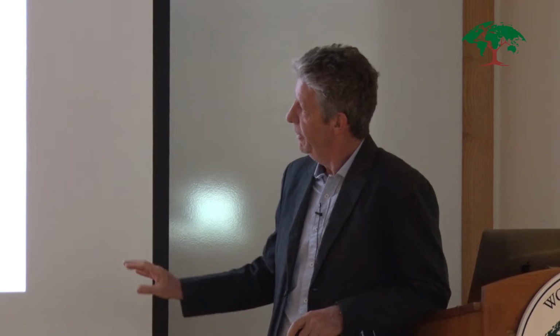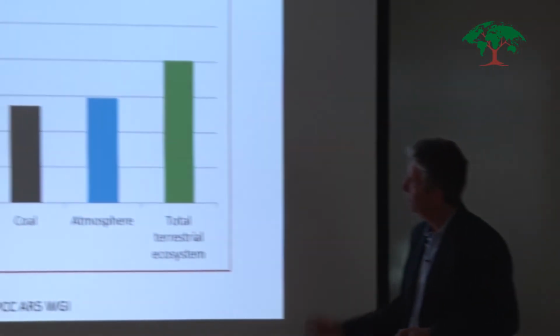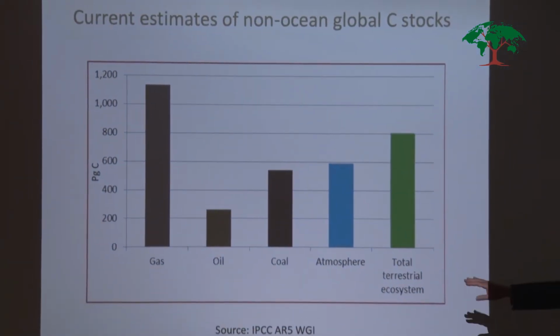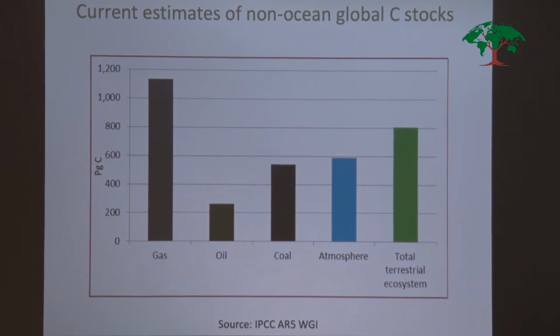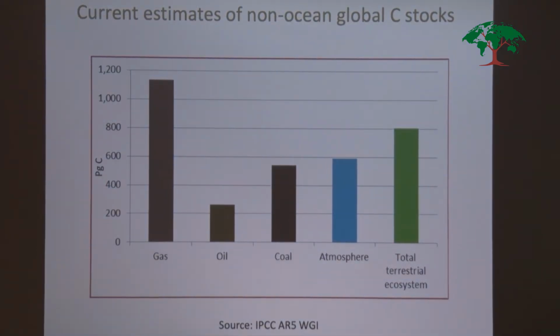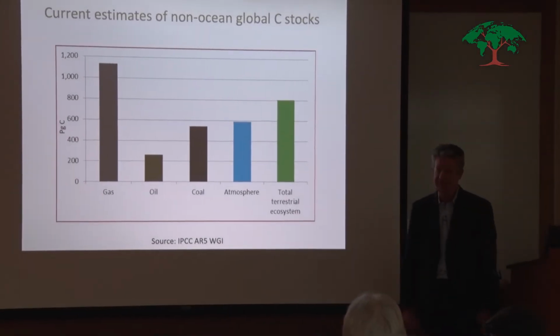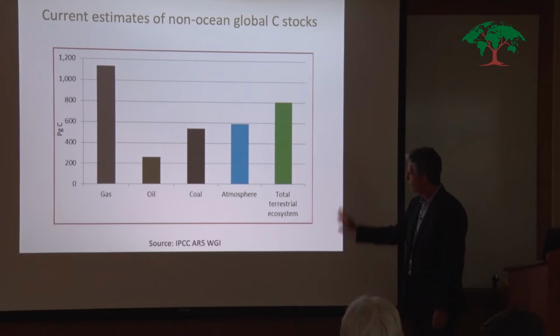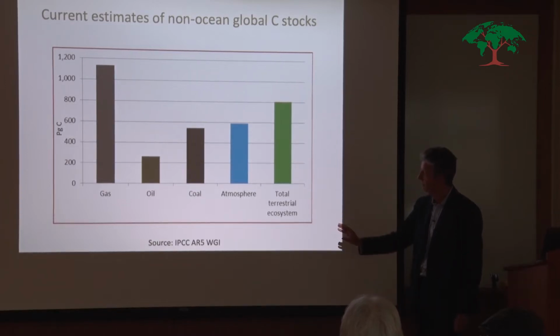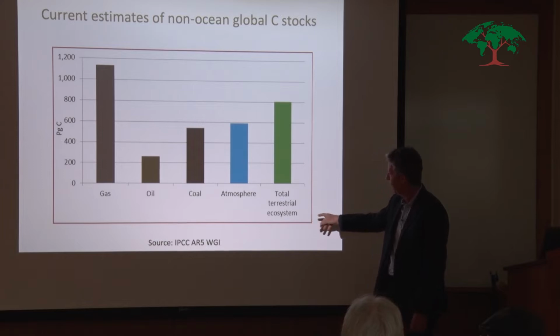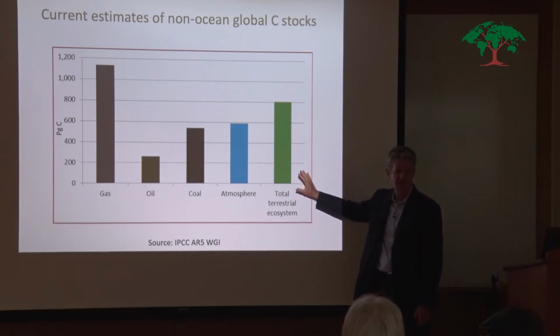So this is a graph, it's my only graph, and the vertical column is the stock of carbon in these major reservoirs in the Earth system. That's petagrams of carbon, which is equivalent to 1 billion. 1 petagram of carbon is 1 billion metric tonnes of carbon, if you're interested. So we're looking at how much carbon is in known conventional gas deposits, known oil deposits, known coal deposits, in the atmosphere and in terrestrial ecosystems, and 80% of that's in forests.